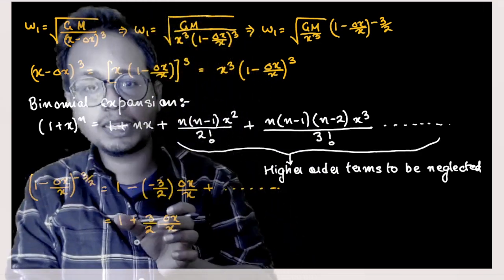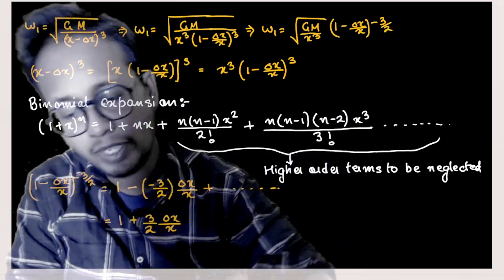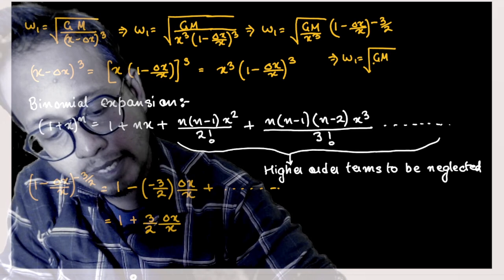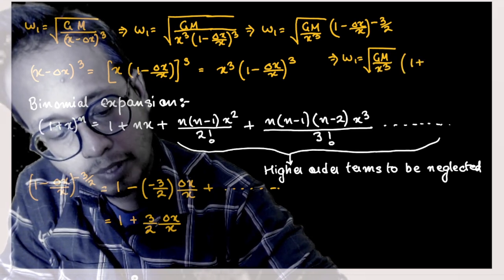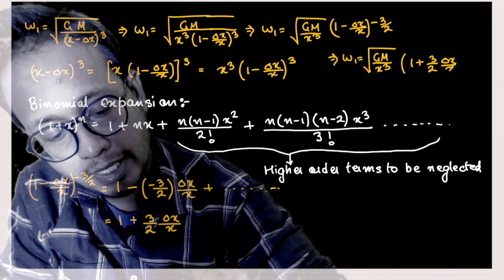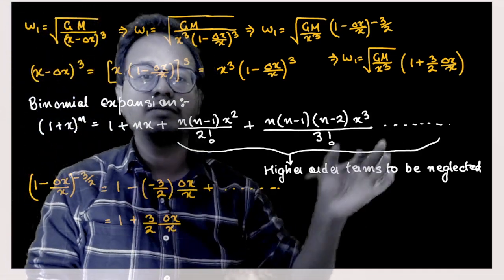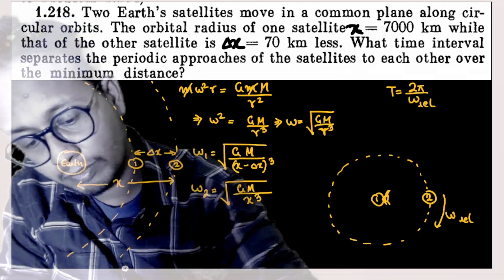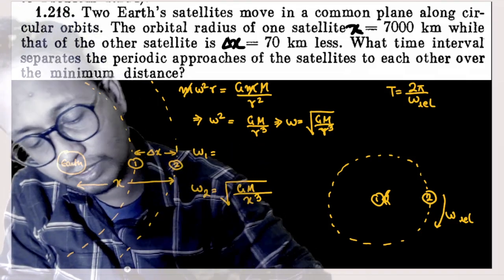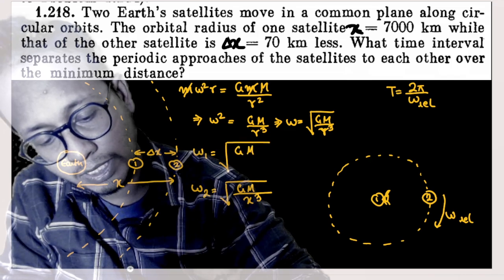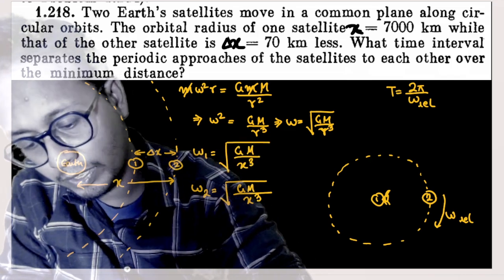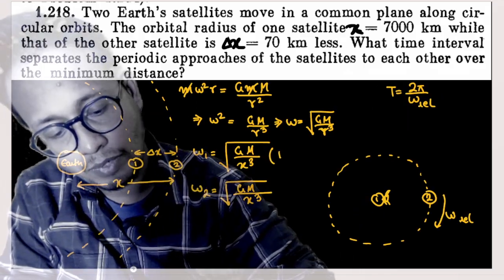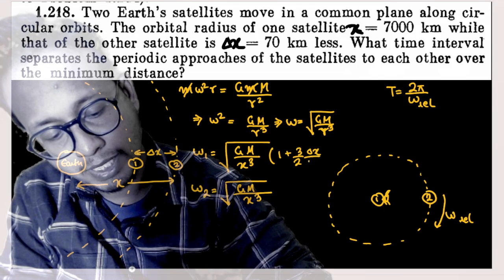Now, if I use this term here, omega 1 is nothing but under root of GM by x cube into 1 plus 3 by 2 delta x by x. Okay, omega 1 is nothing but this value. So let me write down the value of omega 1. Omega 1 is nothing but under root of GM by x cube into 1 plus 3 by 2 delta x by x.